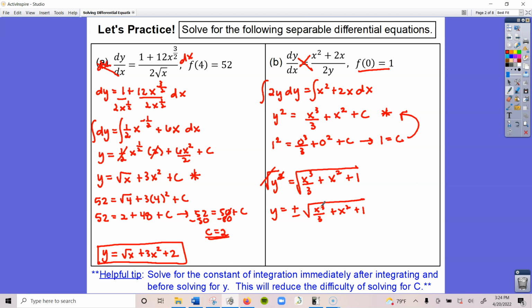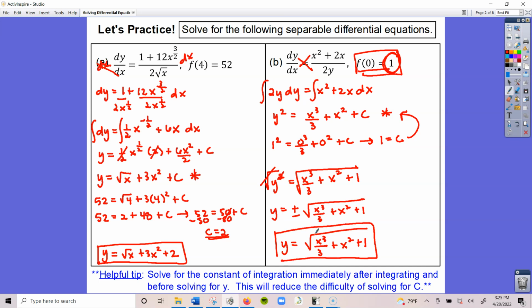So what we have to do is check with our initial condition to see which one it is. If y is equal to a positive number, then that means that my answer is going to be the positive square root. So it's not the negative, we're going to discard that. And so my answer, my particular solution, would be y equals the square root of x to the third over 3 plus x squared plus 1.